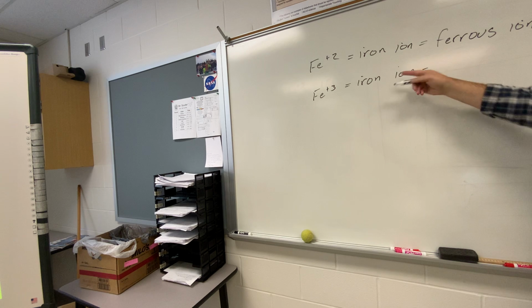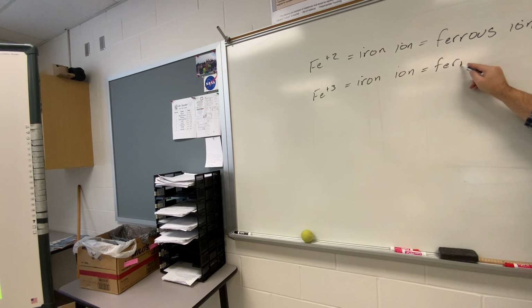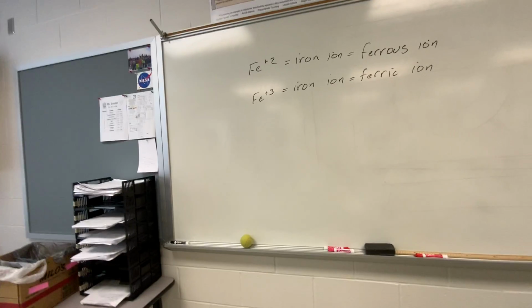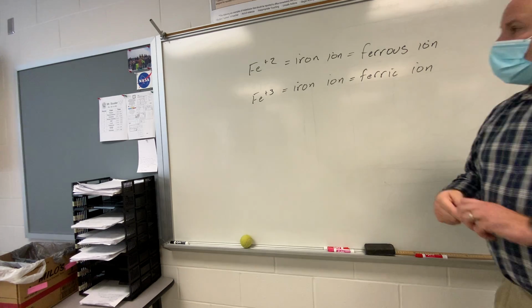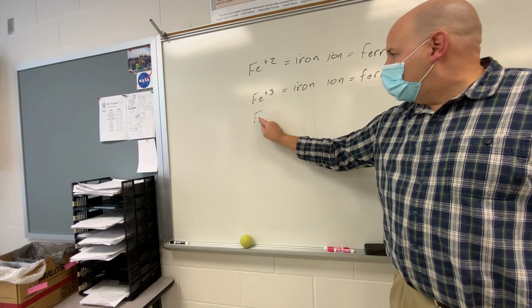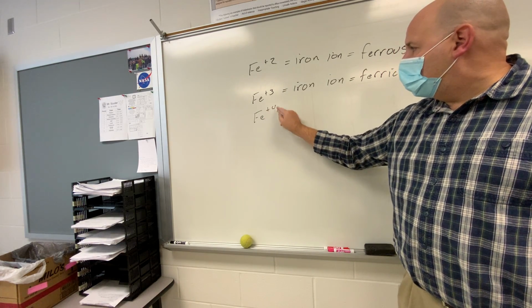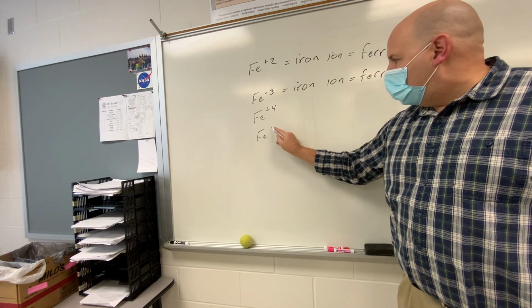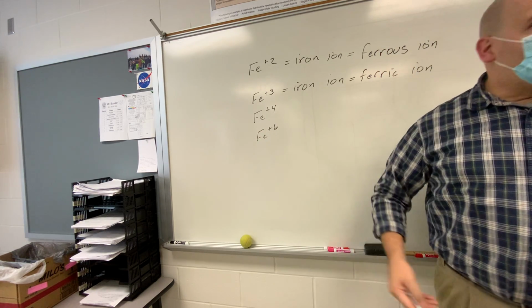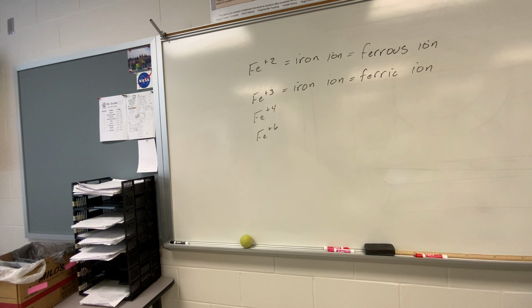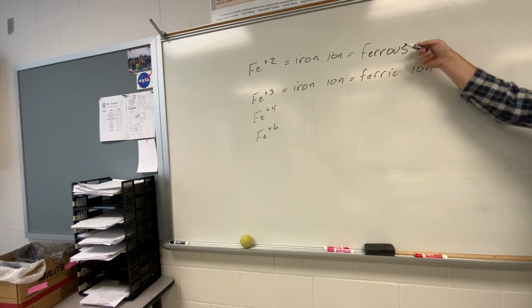And this will be the higher of the two charges. This is called a ferric ion. All right, now, the problem is that iron can have more than one charge. It can have more than two charges. It can sometimes have positive 4. You can even have like a positive 6. There's even positive 1, positive 5. So the problem is, we just ran out of ways of naming this.